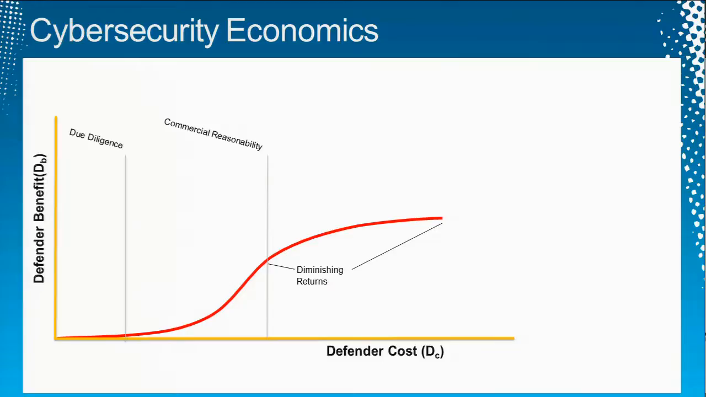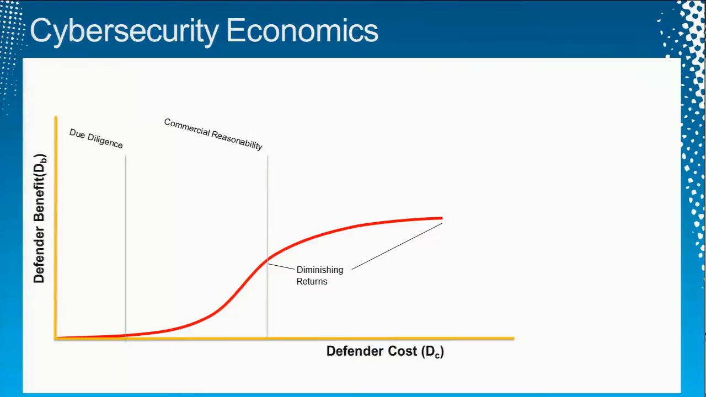If you don't have antivirus, if you don't have firewalls, if you don't have the basic stuff down, which we're going to cover in the next couple of slides, you don't get to the point of due diligence. Commercial reasonability is where you're trying to get to. That's the point where you've spent a certain amount of money, you're getting the most bang for your buck out of it without having gotten to the point where you're spending millions and millions to get very little benefit. So there's that diminishing returns point.